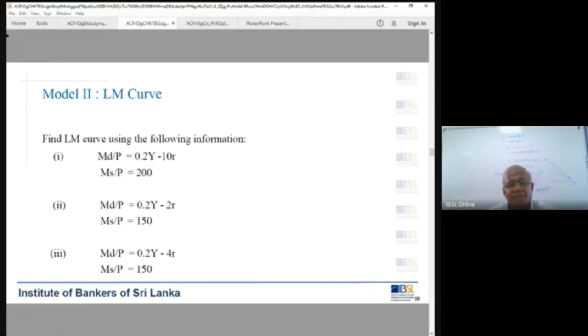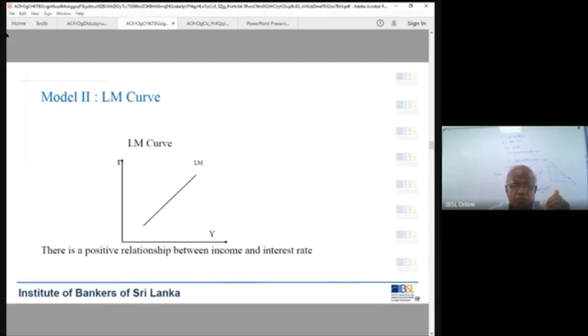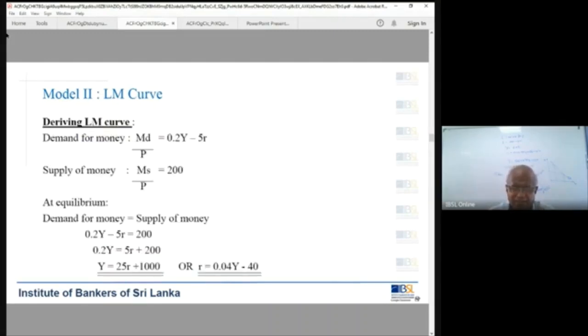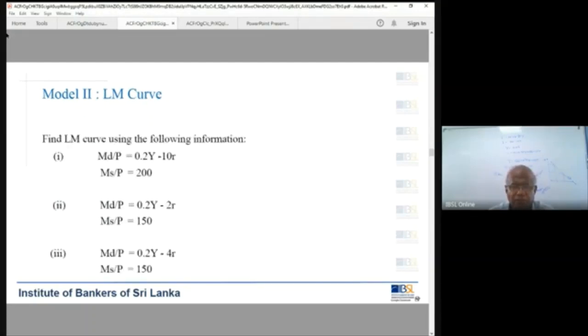Now you can derive the LM curve using the following information. For the first equation, demand for money equals supply of money: 0.2y minus 10r equals 200. You can calculate the relationship like this. Please work out and derive the LM curves for these three economies, with demand for money equal to supply of money. Earlier you also had the IS curves. I'm not going to spend time on that because I just want to discuss the IS-LM equilibrium.